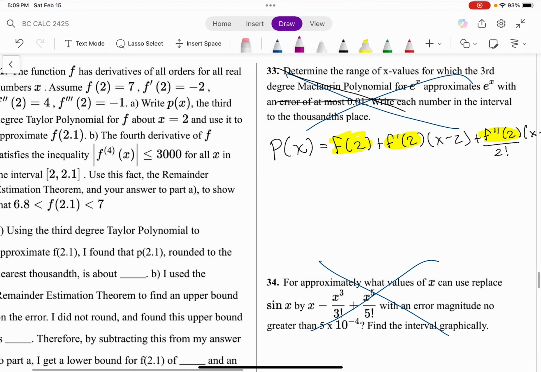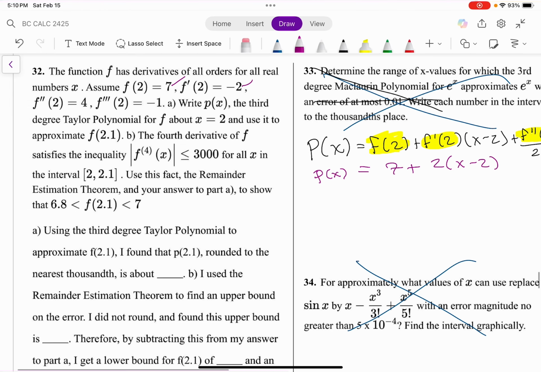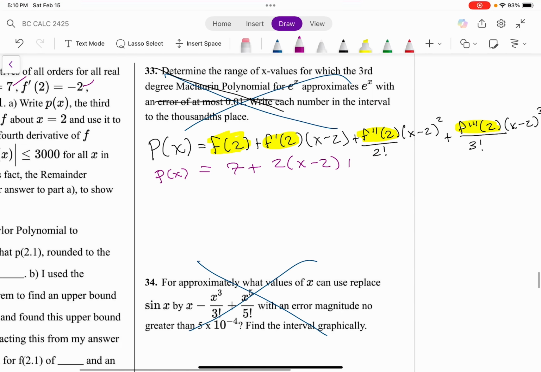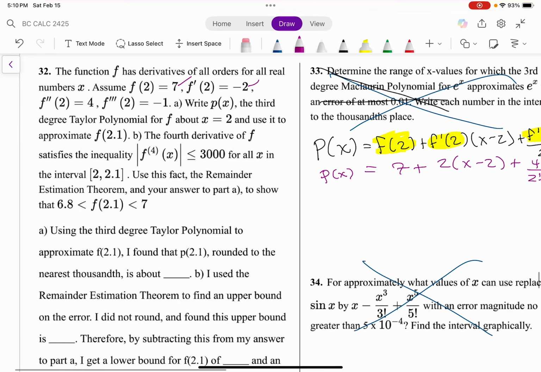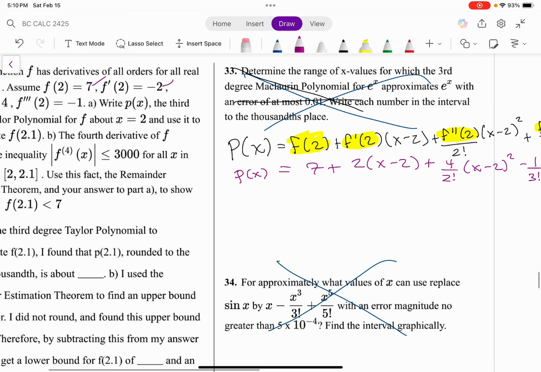So f of 2 is 7, so p of x is 7 plus, and then f prime is negative 2, so negative 2 times x minus 2, and then f double prime is 4. So it's 4 over 2 factorial times x minus 2 squared. And then f triple prime is negative 1. Okay, now there's our polynomial.